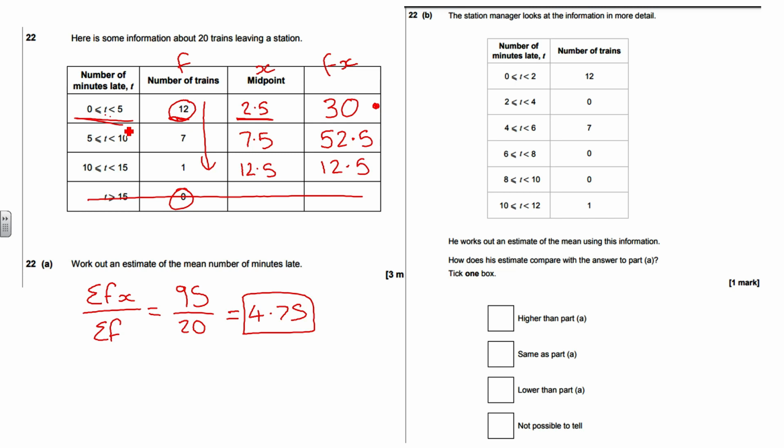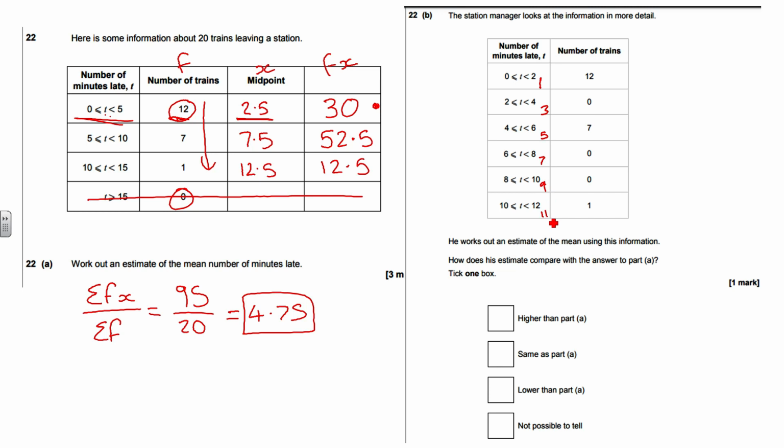Now, the station manager decides to look at the information in more detail. So he works out an estimate of the mean using this information. How will this estimate compare with the answer to part A? So what are our midpoints going to be? We've got a midpoint of 1 here, 3 here, 5 here, 7 there, 9 there, and 11 there.